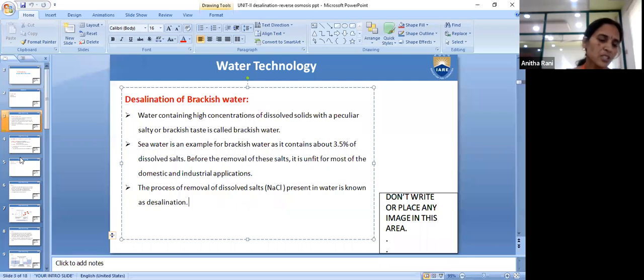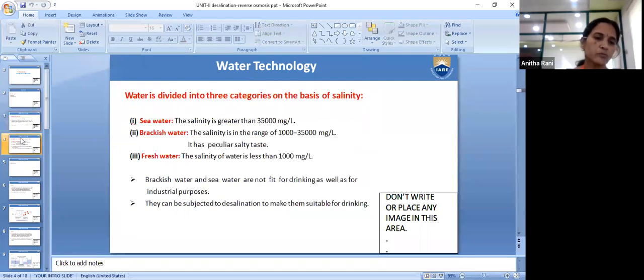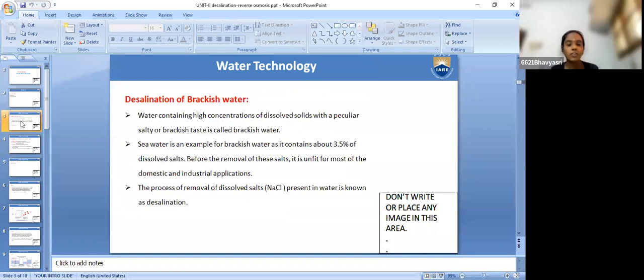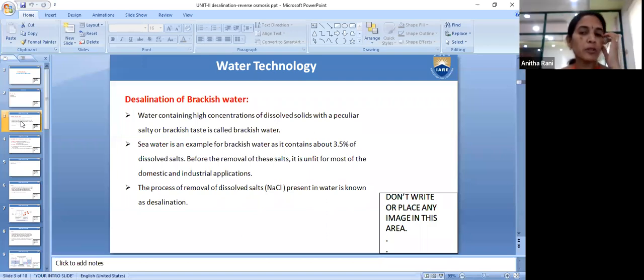So students, what is desalination? What will you write? The process of removal of dissolved salts present in water is known as desalination. The process of removal of sodium chloride present in water is known as desalination.